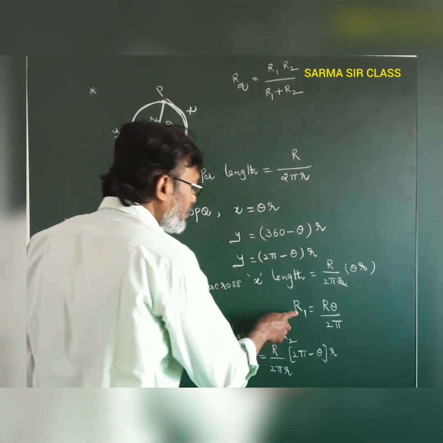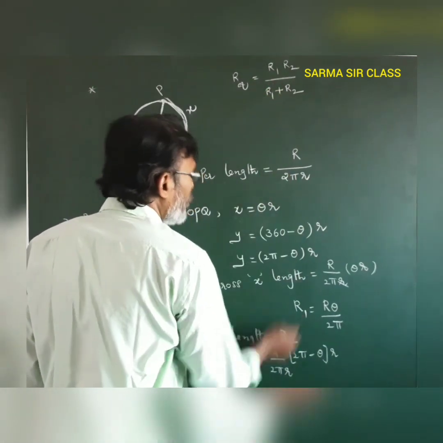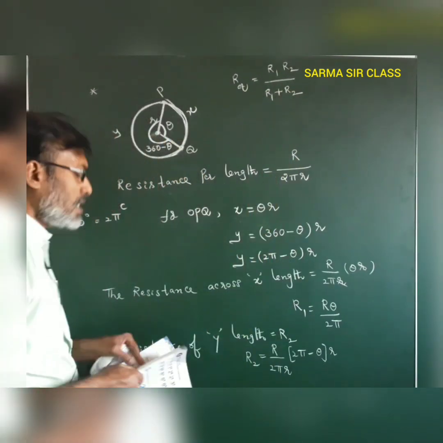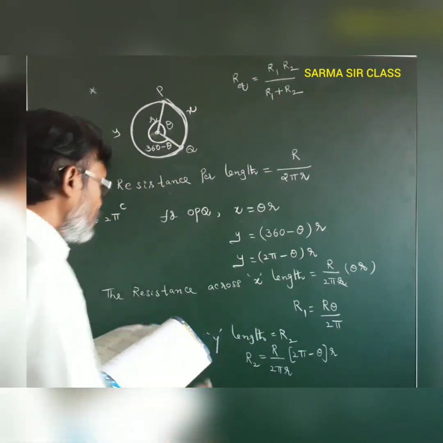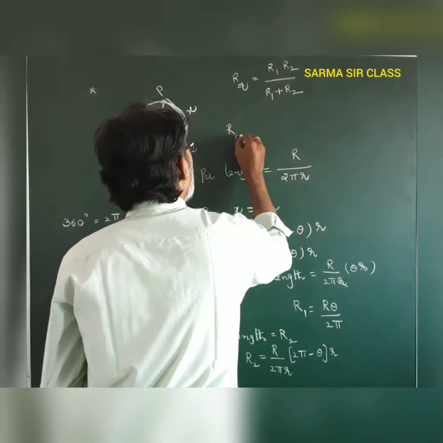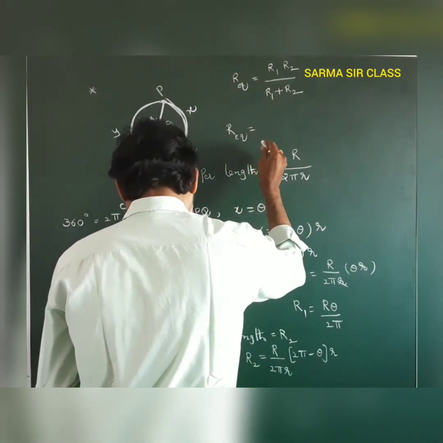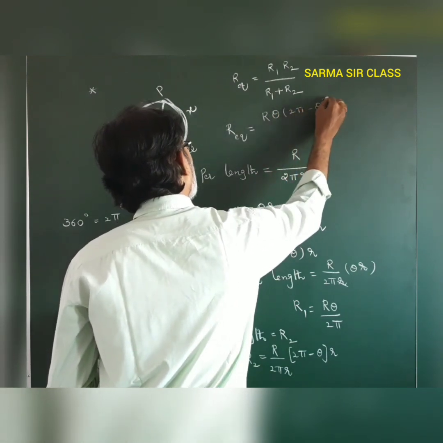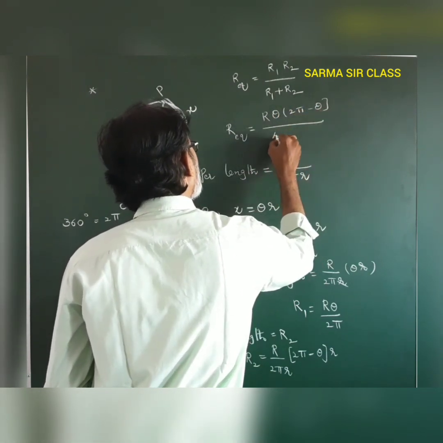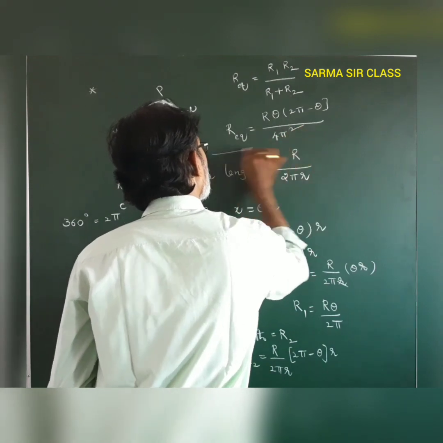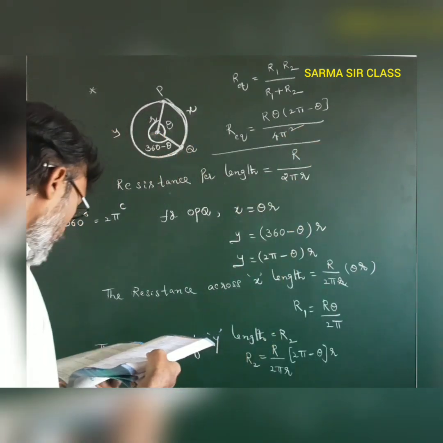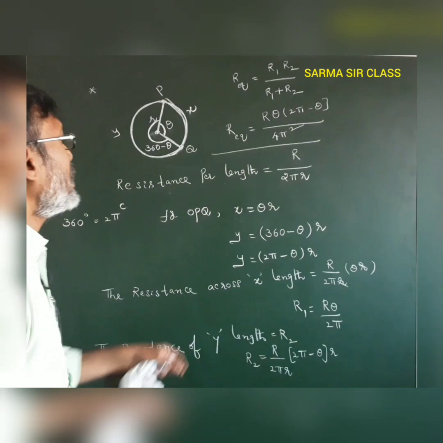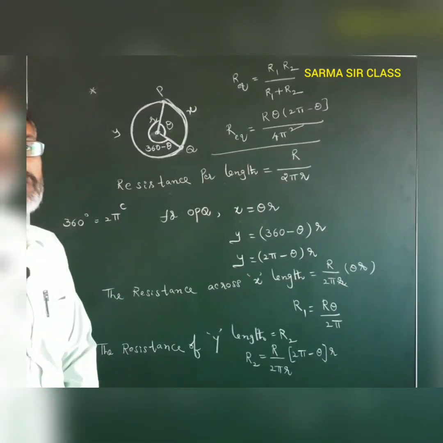Now if you substitute the R1 value and the R2 value in this, then you will get R equivalent is equal to R theta into 2 pi minus theta by 4 pi square.